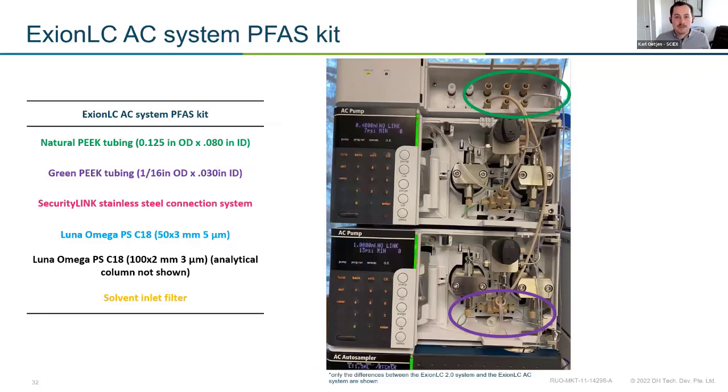And just another example here of our previous Exion system. We're just replacing this tubing. So we have the tubing going from the solvent bottles into our degasser, into our pumps. And that's really the main portion of the PFAS kit that you'll be exchanging regardless of your LC.